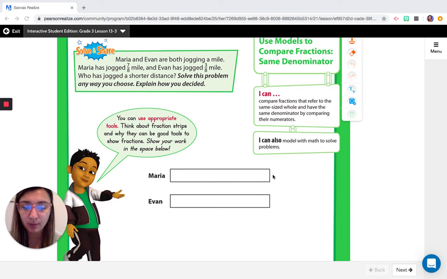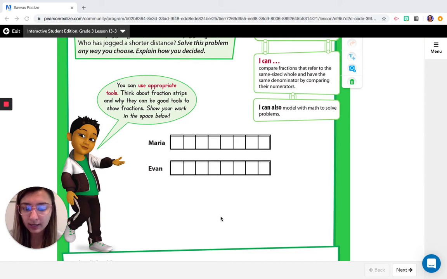we have a block and we have Evan and we have a block. So this whole block is going to represent 1 mile. The first thing that we have to do, we already know our denominator, so we're going to break this up into eighths. All right, so I broke this up into eighths. It's a little bit off just because I had to use a stencil basically, and this is the only size that it would go to. So I hope that doesn't confuse you.